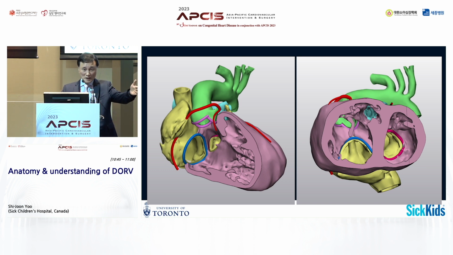If it is on the left-hand side, it is outlet, right? So this VSD is 1/3 inlet, 2/3 outlet, right? However, it is remote from the aortic valve. By definition, it could be easily described as the remote VSD. But however, to me, it can be easily baffleable to the aortic valve, right?